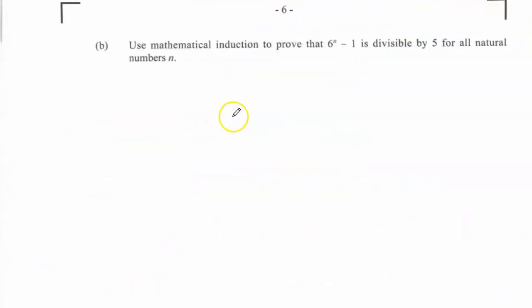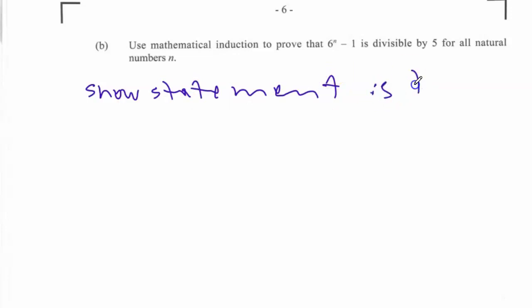Next, we're asked to use mathematical induction to prove that 6 to the power of n minus 1 is divisible by 5 for all natural numbers n. So proof by induction, 3 major steps. We need to show that the statement is true when n equals 1. So we're going to show the statement is true when n is equal to 1.